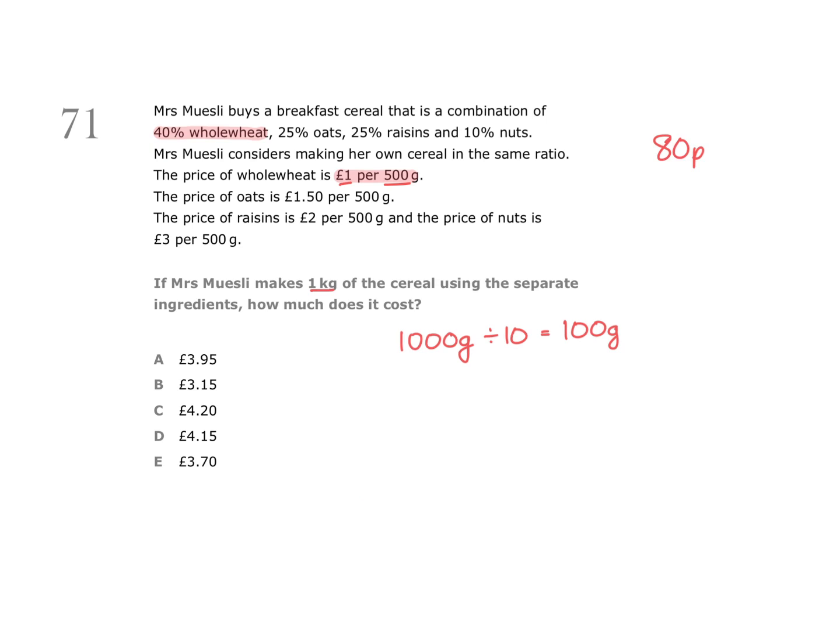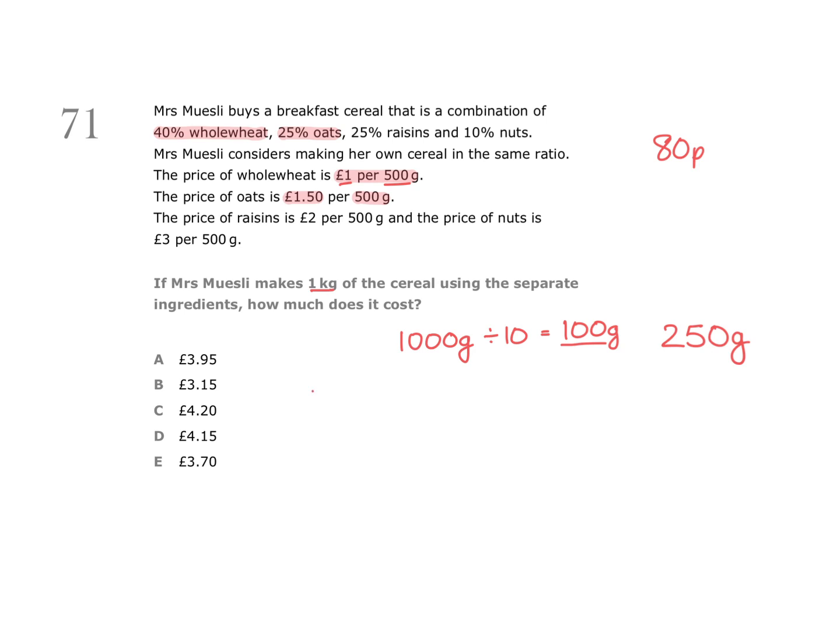And next we can look at the price of oats, which are £1.50 per 500 grams. Oats make up 25% of the cereal. Remember, we know that this is 10%, so 20% would be 200 grams, and that means 25%, which is the same as 1/4, is 250 grams.